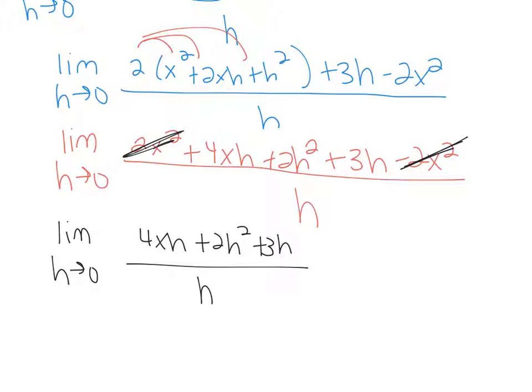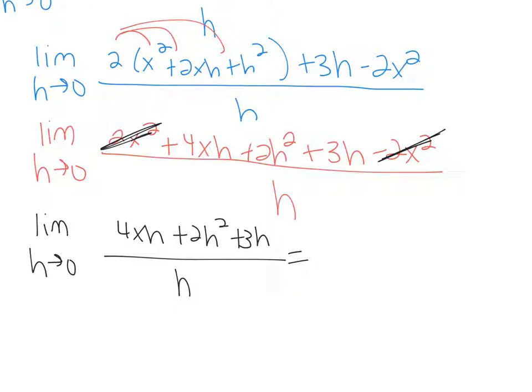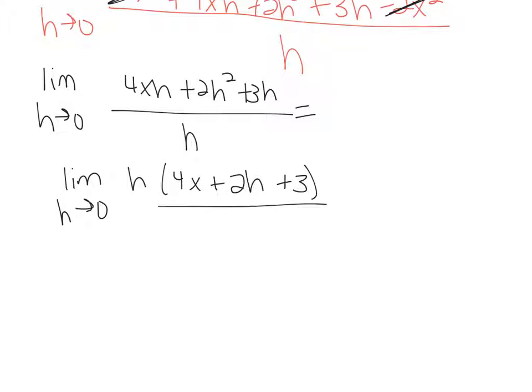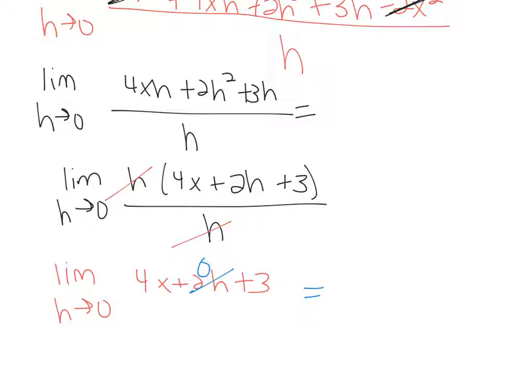Now remember, your goal is to cancel out the h in the denominator, so hopefully you have a GCF in the numerator. And you definitely do. You have a GCF of h. So I can rewrite this as the limit as h approaches 0 of h times 4x plus 2h plus 3 all over h. These h's cancel, so I'm left with the limit as h approaches 0 of 4x plus 2h plus 3. All I got to do now is plug in 0 for h. That becomes 0, and I'm left with 4x plus 3.